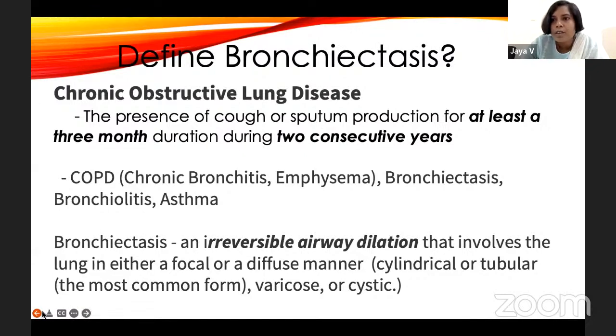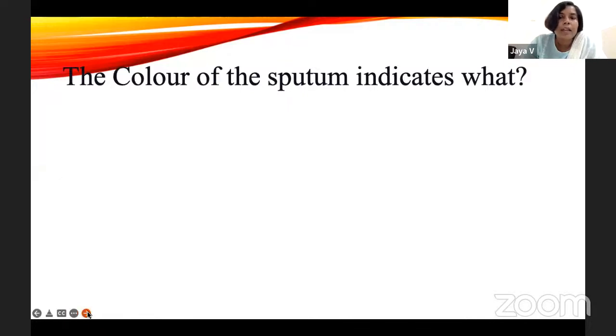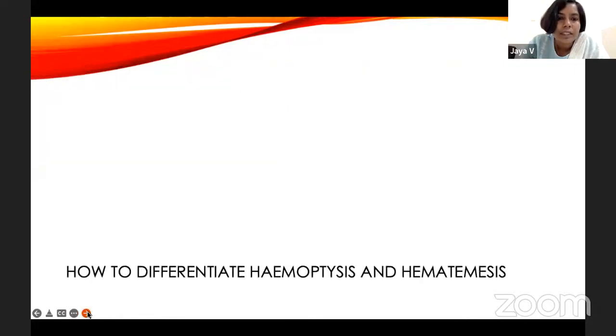Chronic bronchitis is the clinically defined condition. Emphysema is the pathological condition. And bronchiectasis is irreversible dilatation, not reversible like asthma. So the color of the sputum we have already discussed, and how we differentiate hemoptysis and hematemesis you have already told.